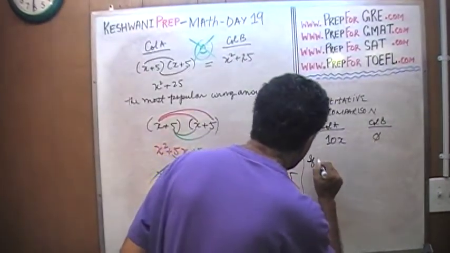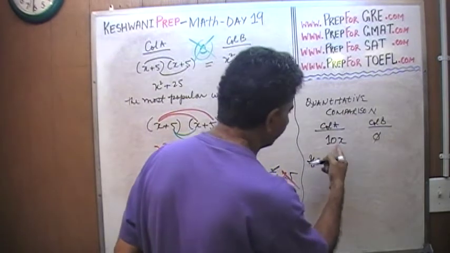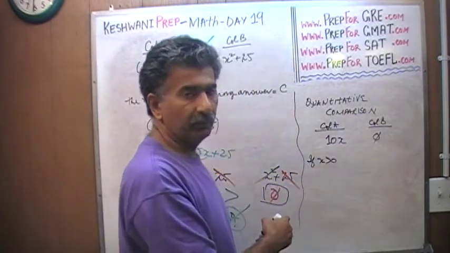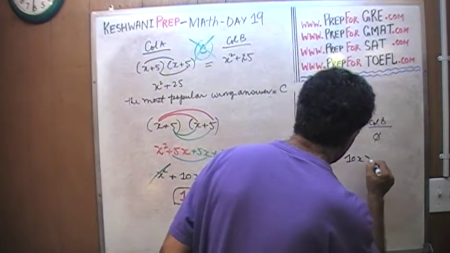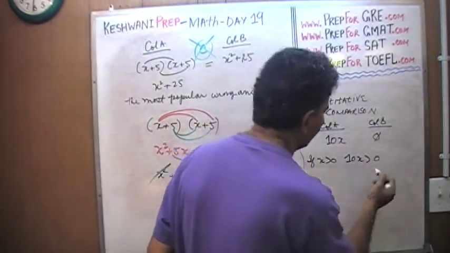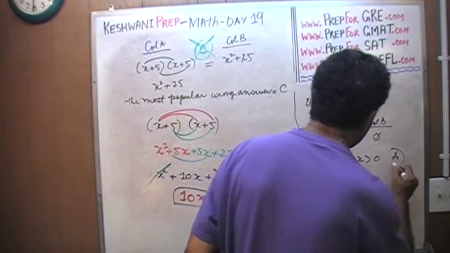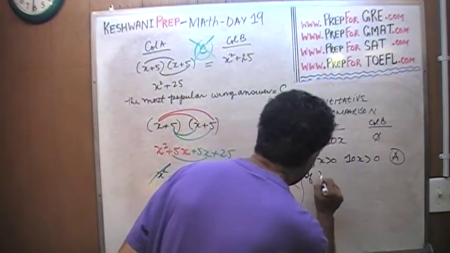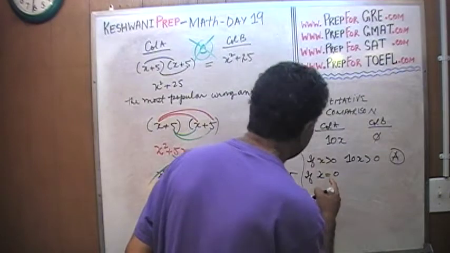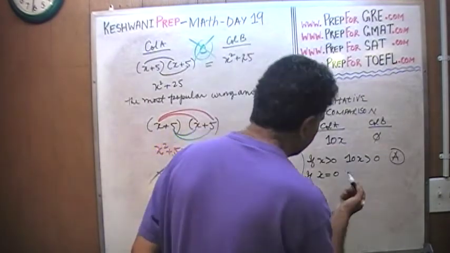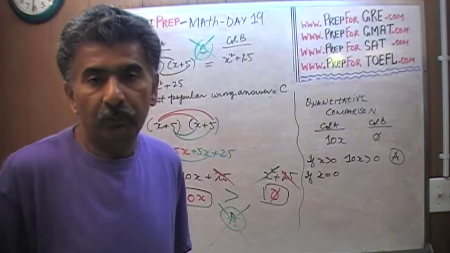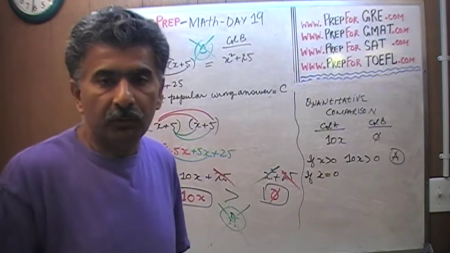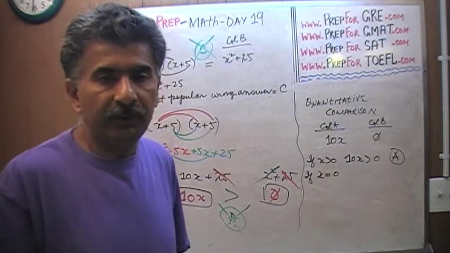If x is positive, if x is more than 0, then 10x is going to be more than 0. And in that case the answer is going to be A. If x happens to be equal to 0, we do not know. They do not tell you anything at all about x, so we have no way of knowing what x is. It could be positive, it could be negative, it could be 0, it could be a fraction, it could be anything.